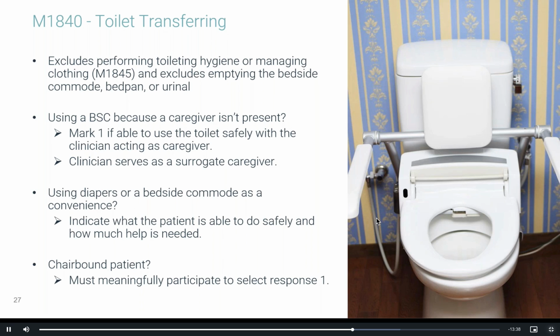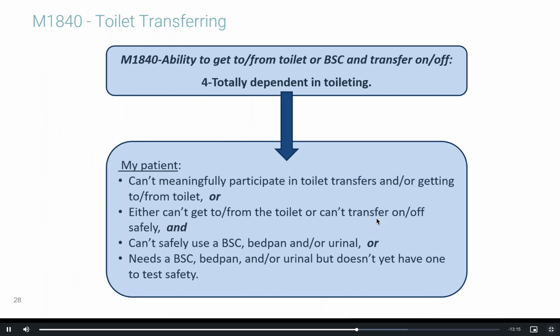Now, if we have a chair-bound patient, remember you need to be certain that that person is actually able to meaningfully participate in the process of getting to and from and transferring on and off. So somebody that's being moved in a wheelchair or with a Hoyer lift and they're not really participating in any of this, I can't say that they got to and from the toilet and transferred on and off since they didn't participate. So let's move through those 1840 responses from the bottom.